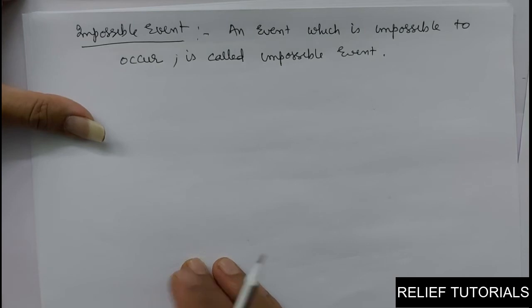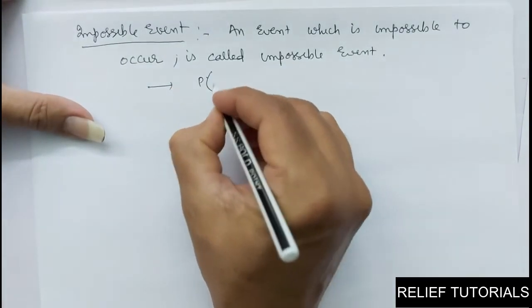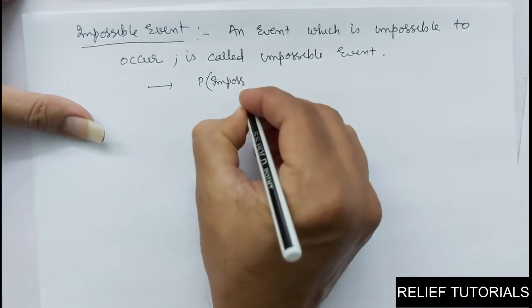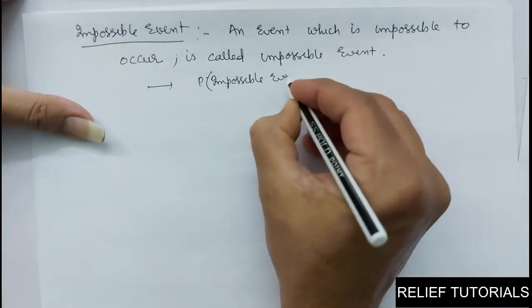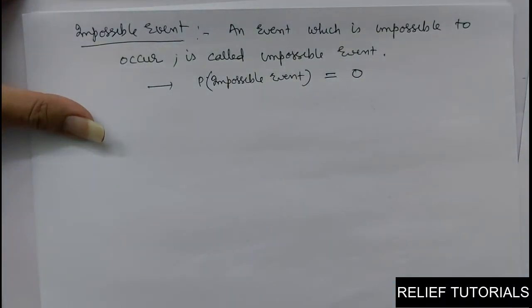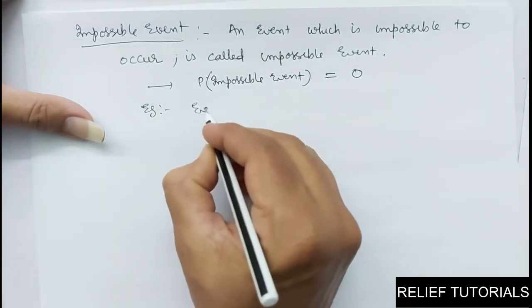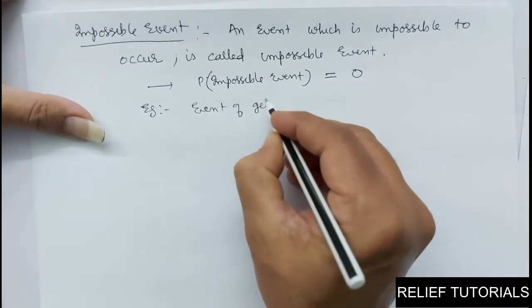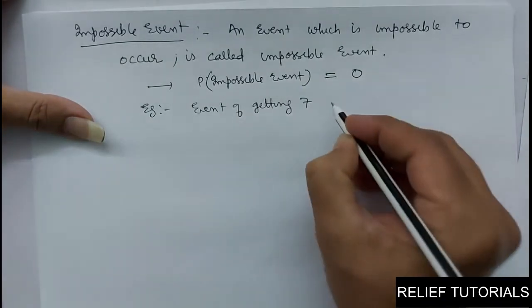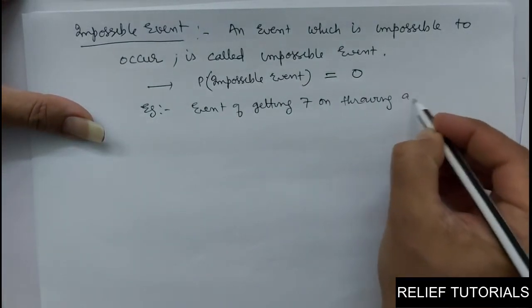And probability of impossible event is always 0. Example: the event of getting 7 on throwing a dice.